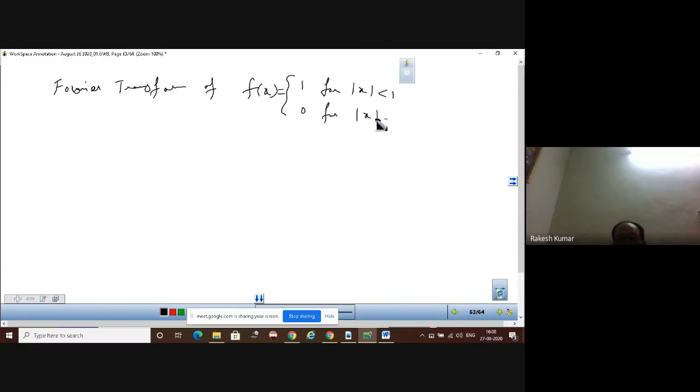And the question is, find the Fourier transform of f of x. And what is f of x? The statement is 1 and 0. The value 1 is for x mod less than 1, and the value 0 is for x mod greater than 1. And this is your first part. You have to find out the Fourier transform of this function.